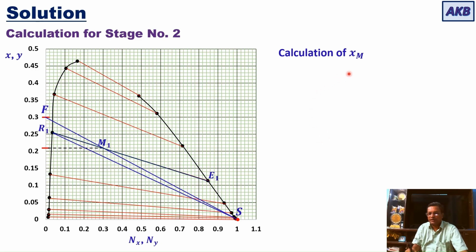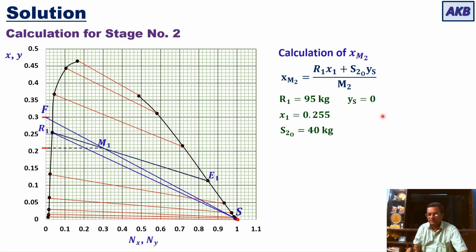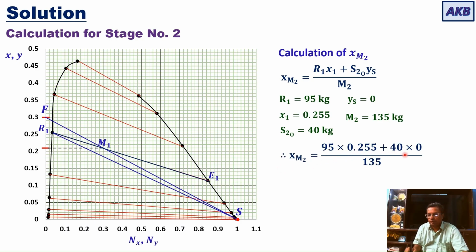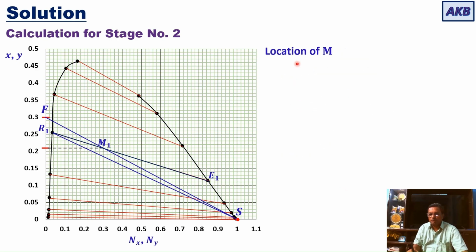Next, we have to find out XM2. And XM2 will be found out by using this formula. I have discussed it in my previous video, how you get this formula. So XM2 is equal to R1X1 plus S20 into YS divided by M2. R1 is 95 kg and then X1 is 0.255, S20 is 40 kg, YS is 0 and M2 is 135 kg. So if you use these values, you get XM2 as 95 into 0.255 plus 40 into 0 divided by 135. That gives XM2 as 0.18.